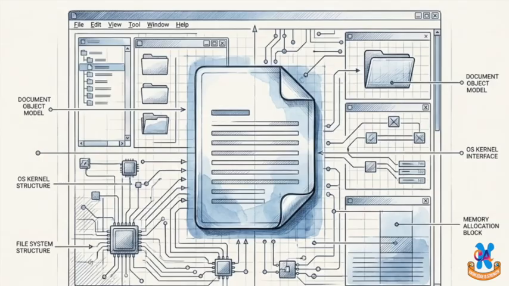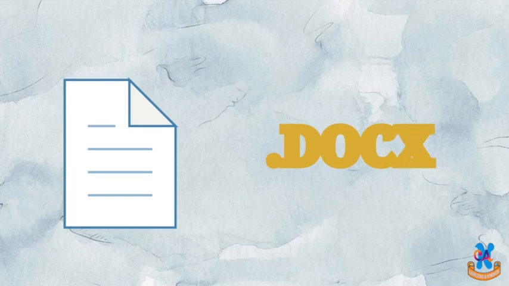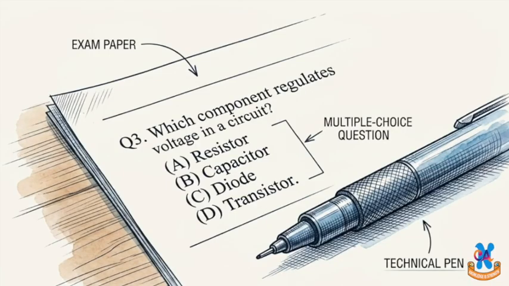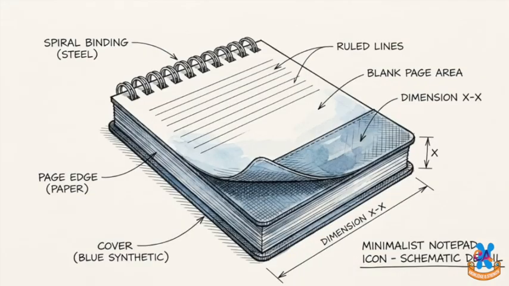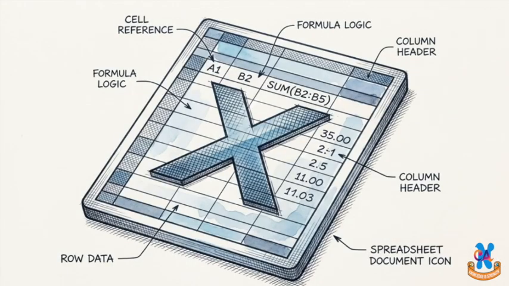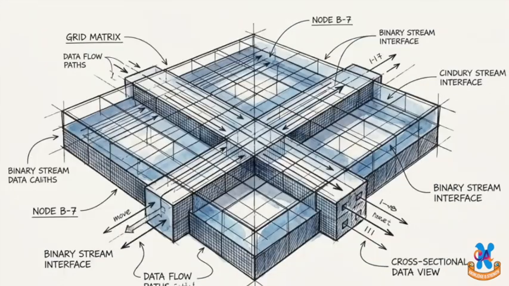Before a computer can send data, it must identify the data type. This classification happens through the file extension, the digital suffix that acts as an identity tag, instructing the operating system exactly how to read and process the bytes. For exams, document extensions are high yield. Microsoft Word uses .docx, while plain text uses .txt. Spreadsheets use .xlsx for Excel workbooks and .csv for raw data exports.